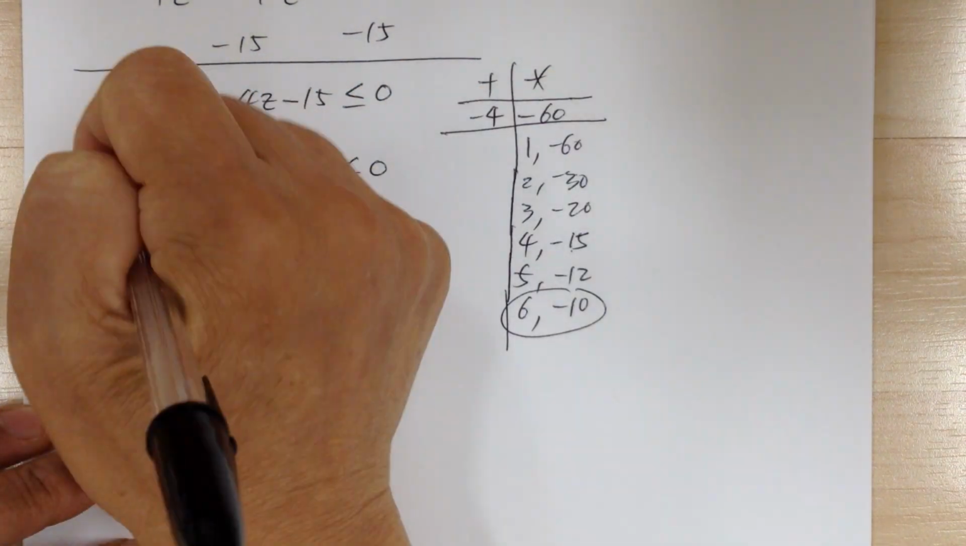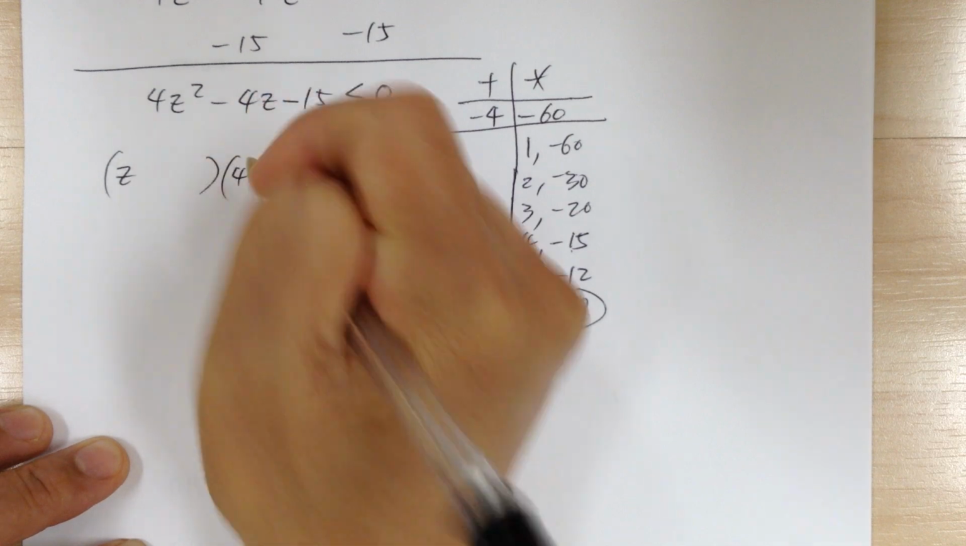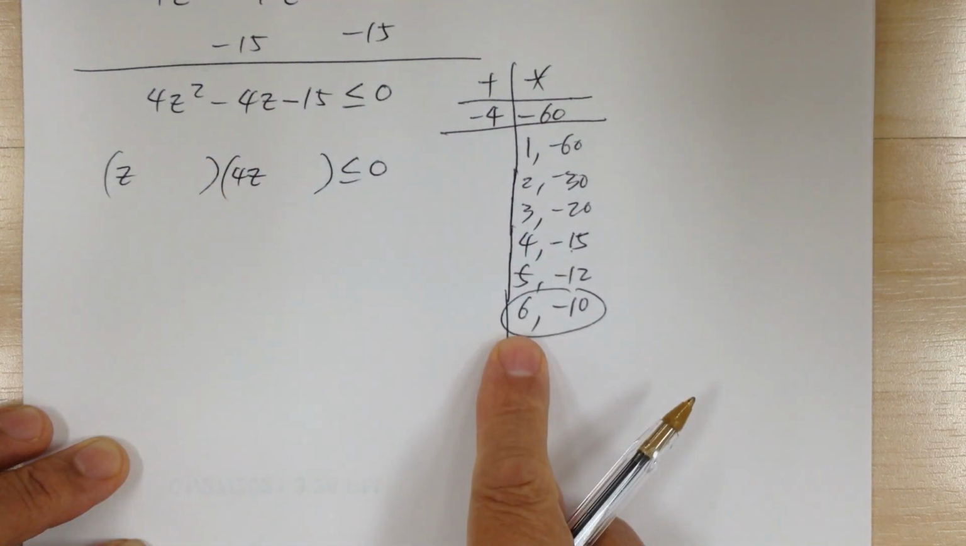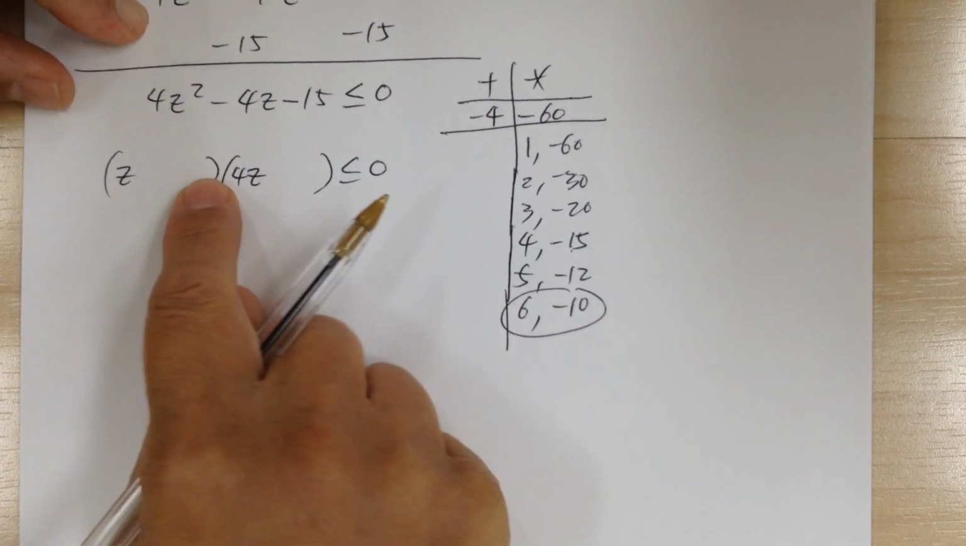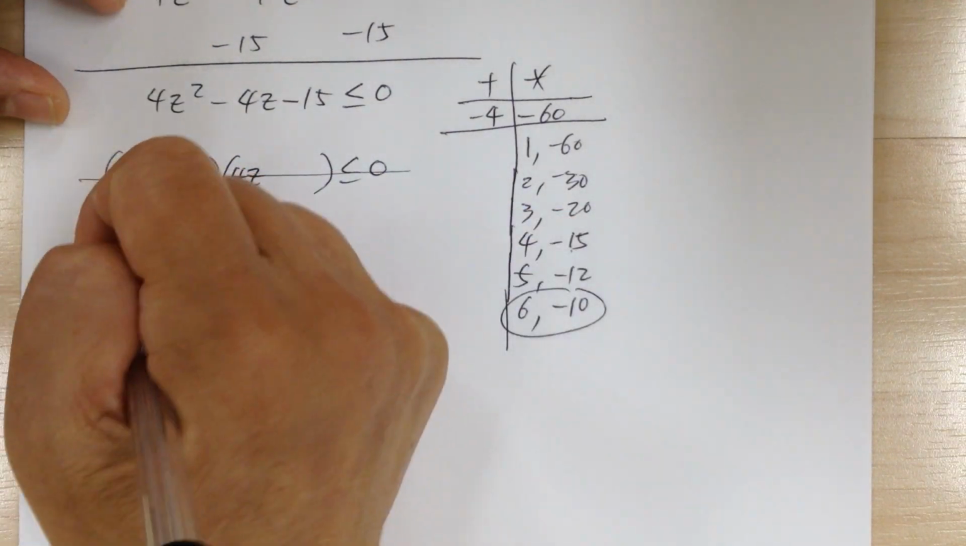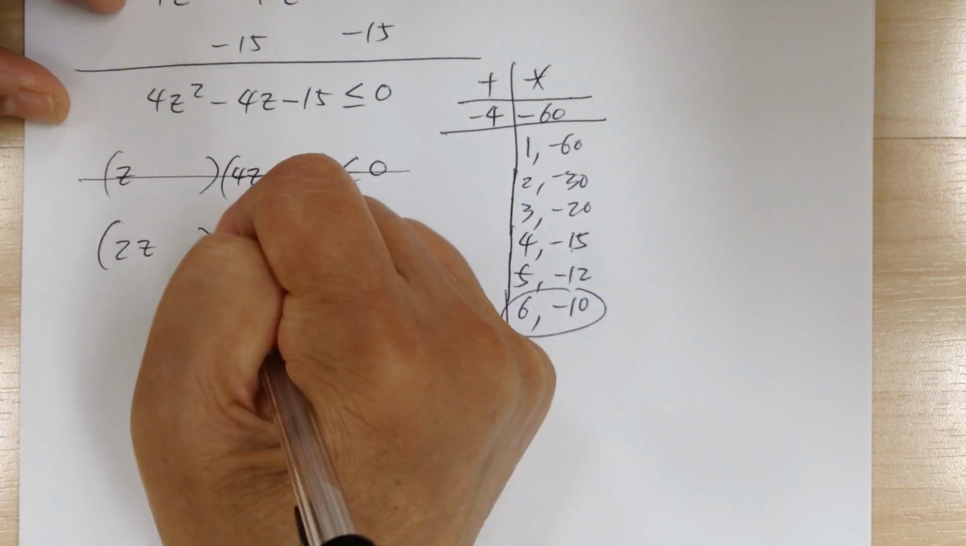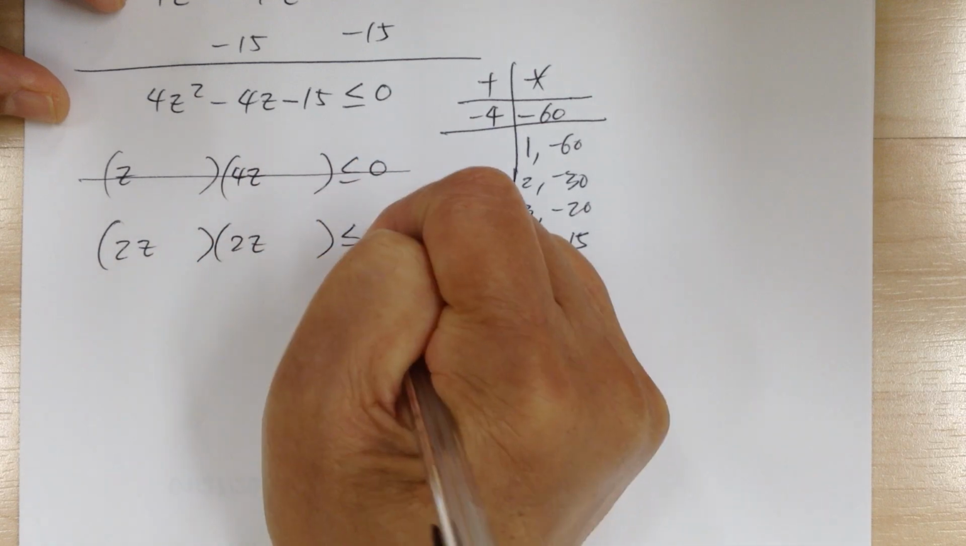So you start with z and 4z. Now 4 times something is not going to give you the 6. 4 times something is not going to give you the 10. So none of this is going to work. So you have to try the next option. So try 2z and 2z.